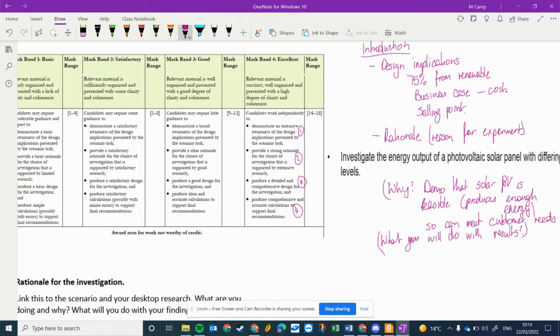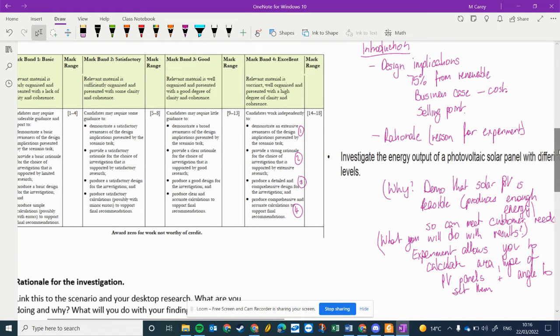What you will do with your results is, this experiment will allow you to calculate the number or the area and type of PV panels based on efficiency and angle to set them. You might not do that, but might as well put it in there. And anything else you think about. So that's your rationale. You give a reason that you're doing this investigation.